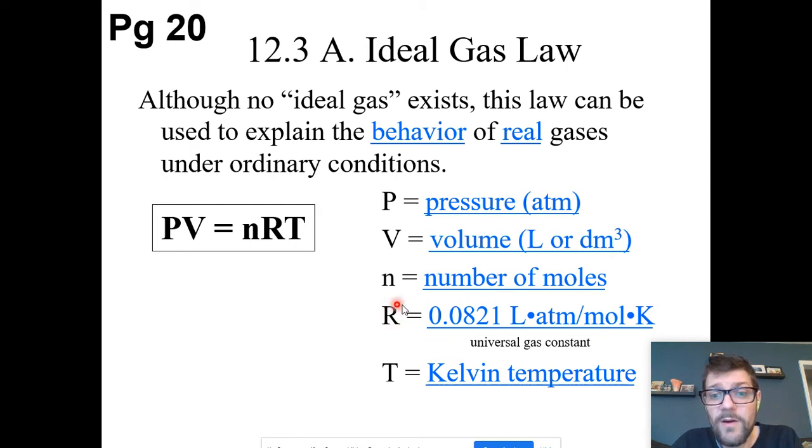Well, the nice thing about R is that it is a constant. It is a constant value, meaning it is always just the same number that you plug into an equation to make all of these relationships work. It kind of shows what that relationship is.